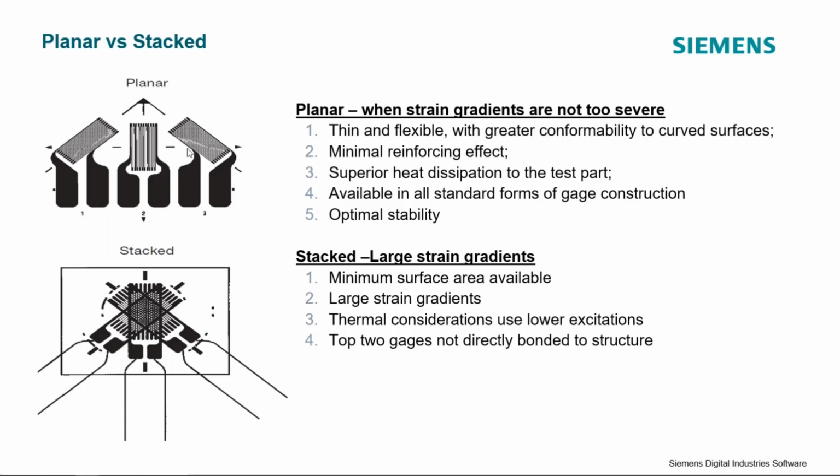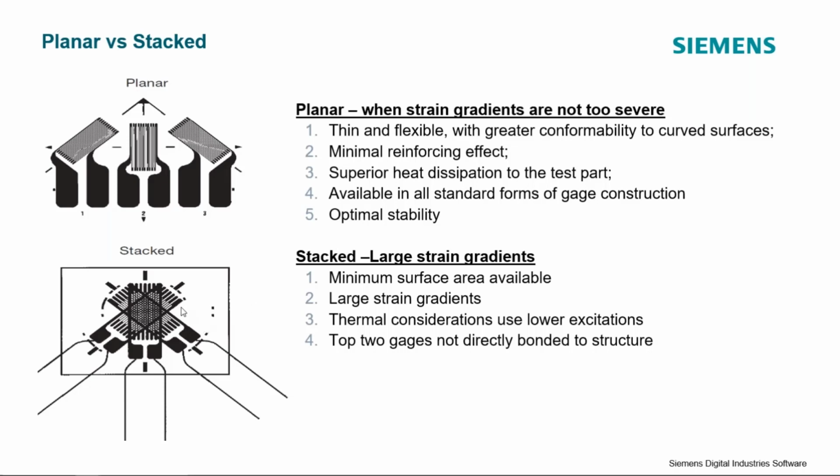Because with a planar rosette, we're doing basically the exact same thing that we were seeing with just a single strain gauge, where we are essentially calculating the average strain over the area occupied by this strain gauge rosette. So if the strain is very rapidly changing through your test object, then we might not get an accurate result with this planar setup.